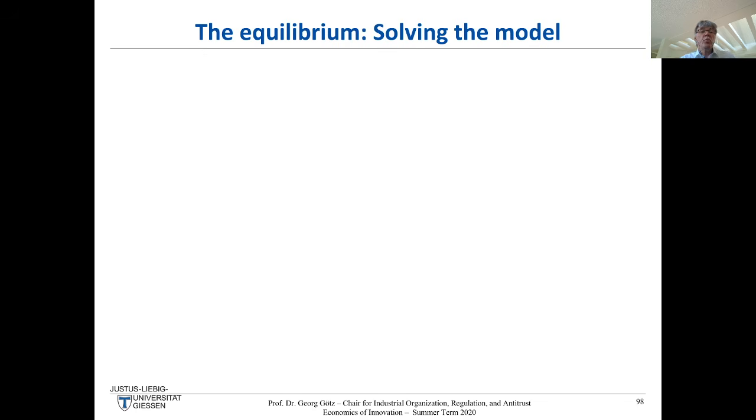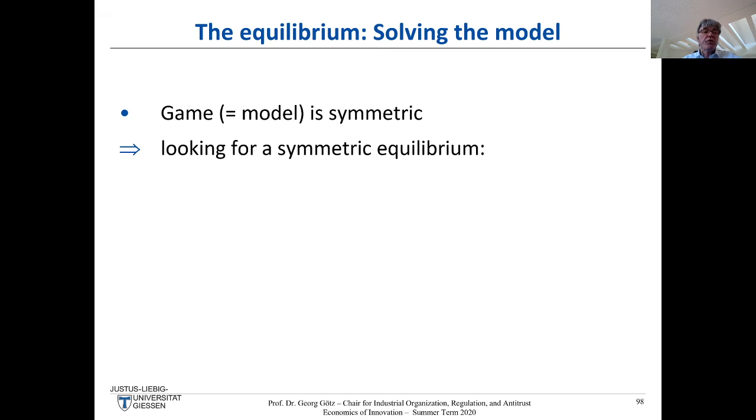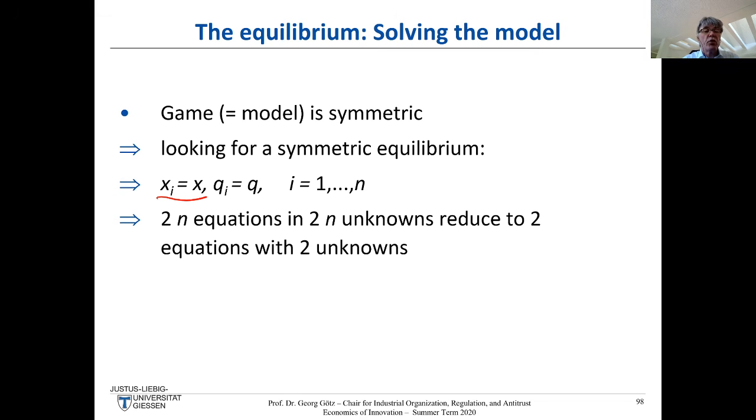Now, what do we get here? Of course, we get n of these two conditions, so we actually have an equilibrium with 2n equations. However, everything is symmetric, so we simply look for a symmetric equilibrium, and that just means that we end up with only two unknowns, because we know the R&D expenditure X of each firm will be the same, and the output of each firm will also be the same. So we get two equations in two unknowns.